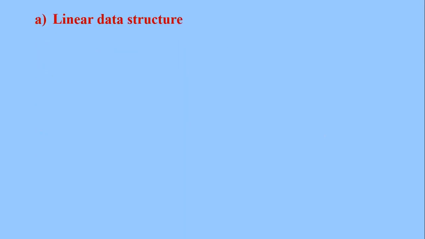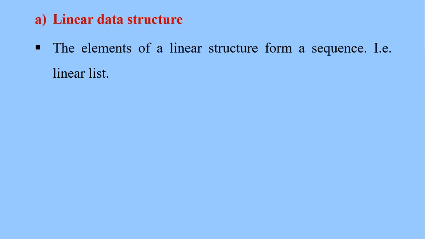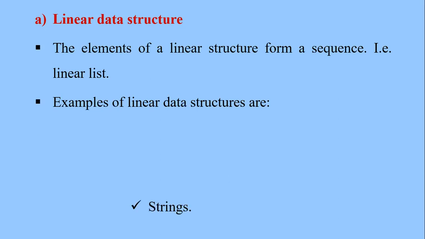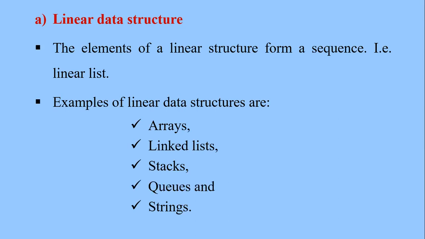What is linear data structure? The elements of a linear structure form what we call a sequence, that is, a linear list. Examples of linear data structures are strings, arrays, linked lists, stacks, queues. They include arrays, linked lists, stacks, queues, and strings.